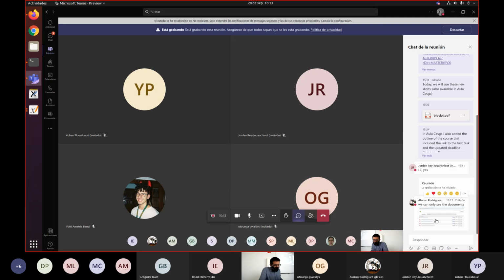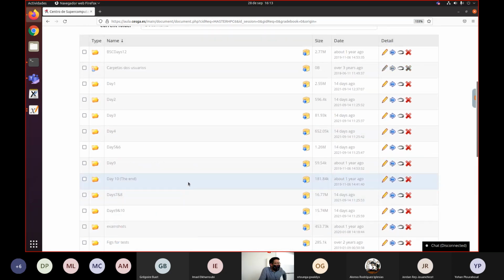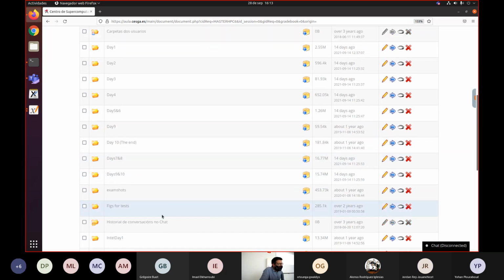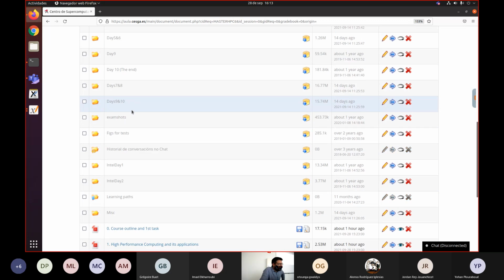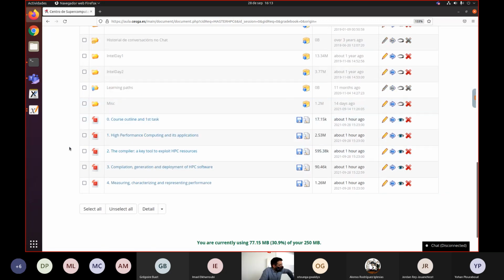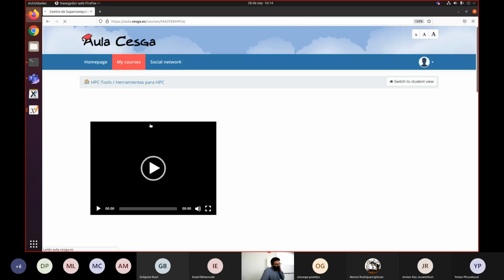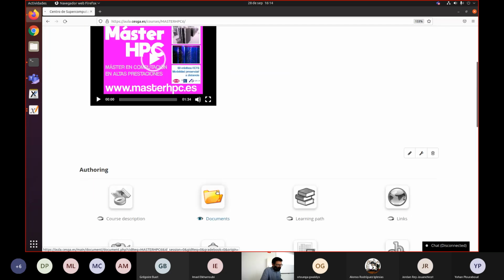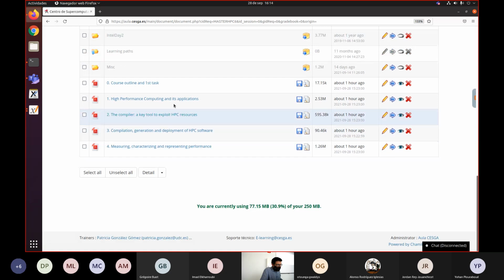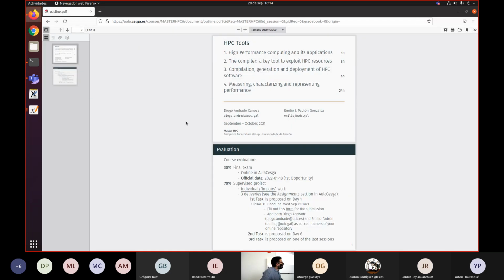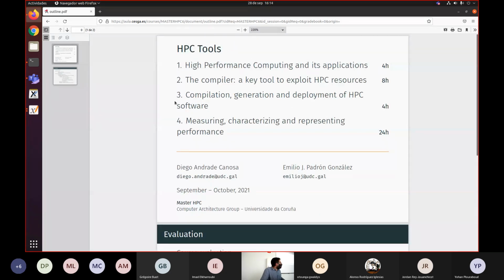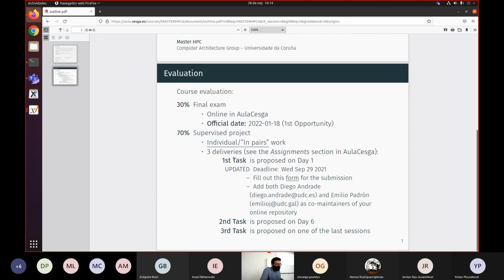Okay, yeah, the documents are the important thing. The other stuff you're seeing here is the organization we use in other courses with all the material in different directories or folders. But this year we're just using this plain hierarchy. And I've updated this 0 file, this course outline and first task. Let me check if this is working. Okay, so in this file are the slides Diego used the first day to present the course, and here I've updated the deadline for the first task.